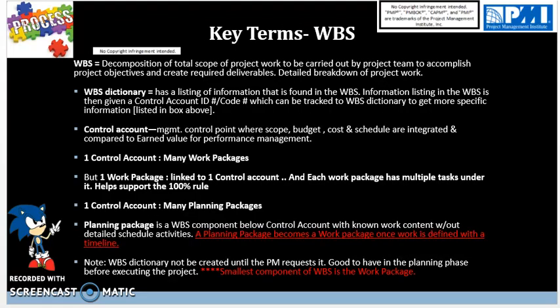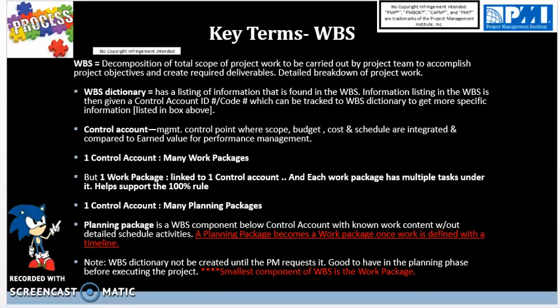So some key terms to keep in mind regarding the WBS. Work breakdown structure is the decomposition of the total scope of project work to be carried out by the project team to accomplish project objectives and create the required deliverables. It also details a breakdown of the project work, as we just saw in the previous slide. The WBS dictionary has a listing of information that is found in the WBS, which lists the control account ID or code number, which can be tracked through the WBS dictionary to get more specific information.